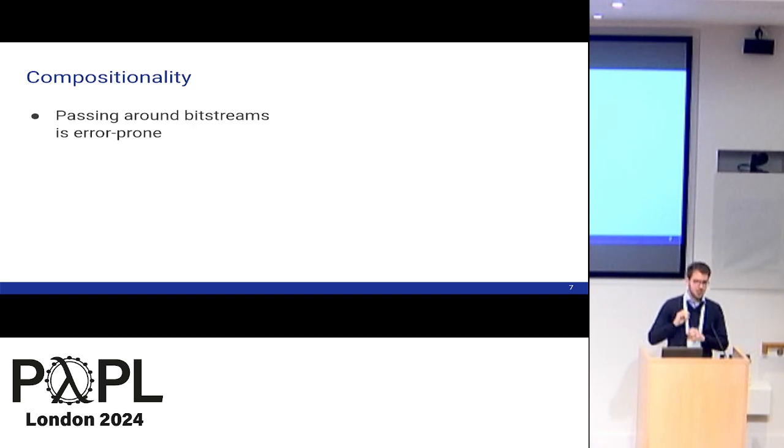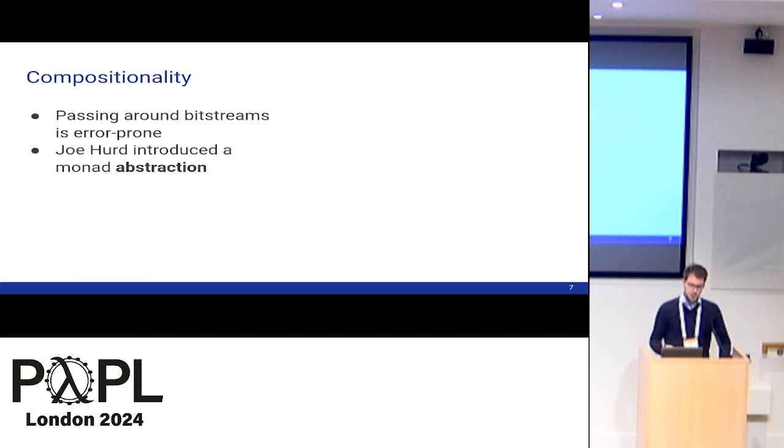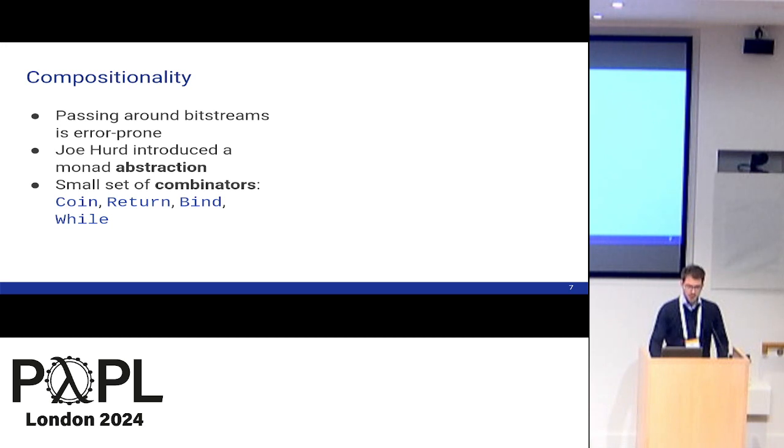This works fine, but it's a bit error-prone to pass these bit streams around all the time. So it's nice to have an abstraction for this. And in fact, Joe Hurd introduced such an abstraction, which we call the Hurd monad. And this way you just need to use a small set of combinators, which are coin, return, bind, and while, to express all the samplers in the library.